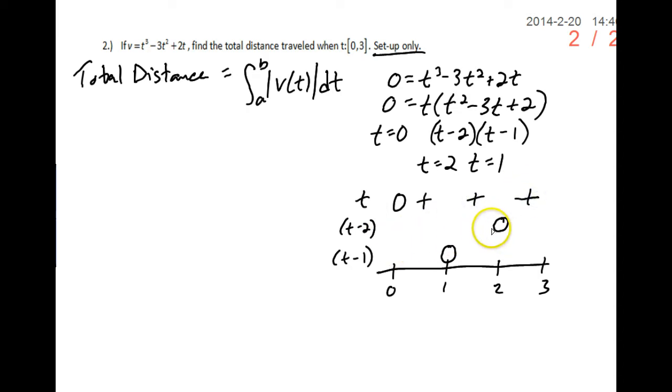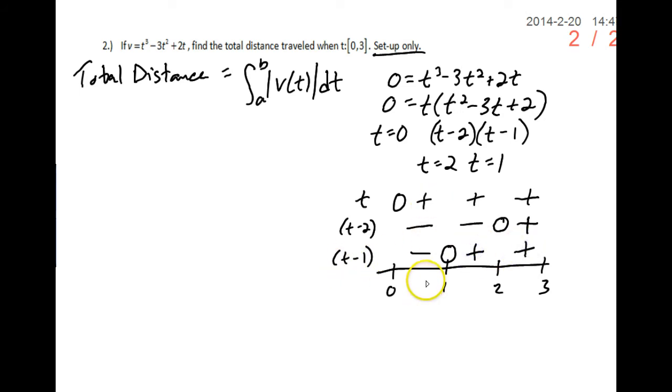Then in the middle row, if I fill out a value to the left of 2, like 1, 1 minus 2 is negative 1, so I have negatives to the left. To the right of 2, like at 3, 3 minus 2 is positive, so I'm going to put a positive here. Then on the bottom row, to the left of 1, like 0, 0 minus 1 is negative, so I put a negative there. And then if I pick a number to the right of 1, like 2, we can say 2 minus 1 is 1, so positives here.